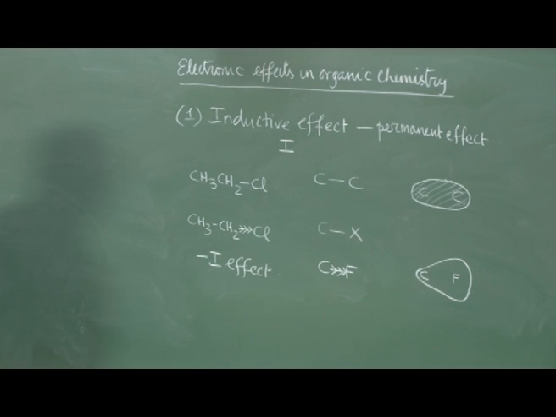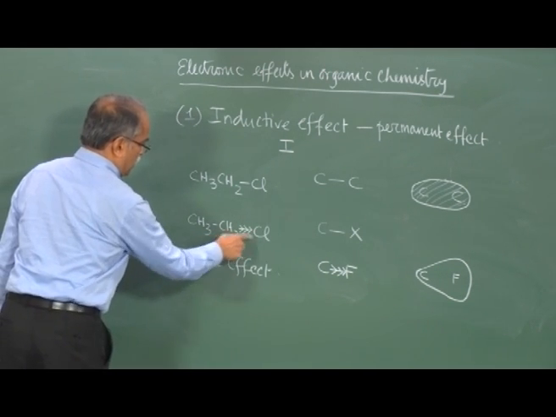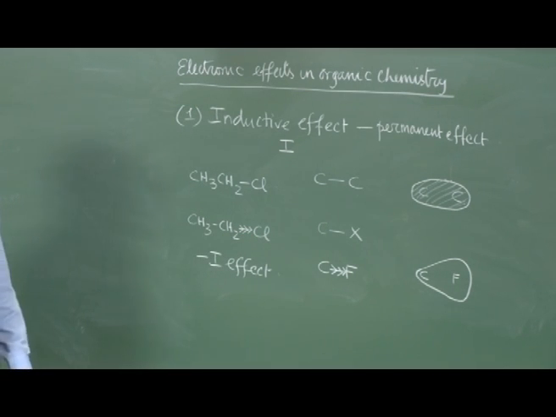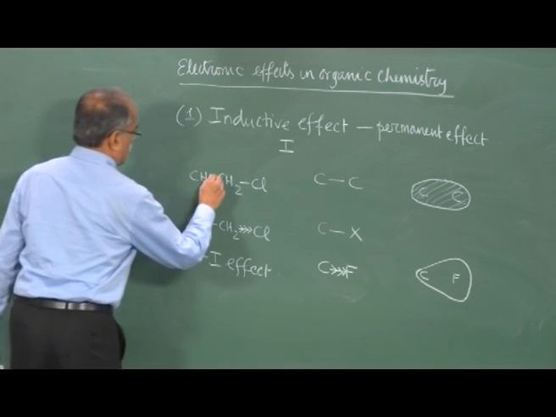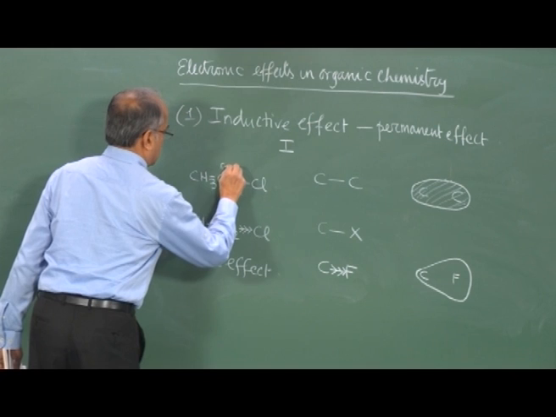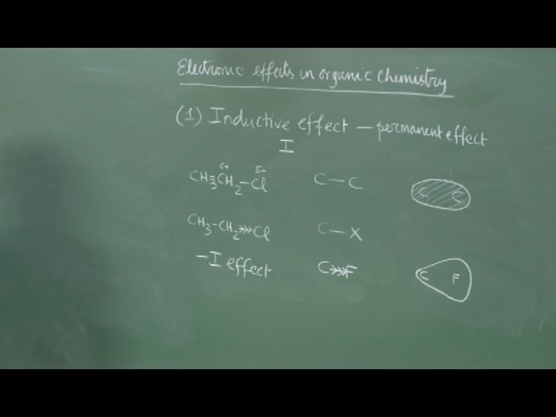What is the consequence of this inductive effect? Essentially, this bond between carbon and chlorine gets polarized, and the chlorine accumulates more electron density. So, one can write the structure with a delta positive here and a delta negative here, in terms of the electronic charges of the carbon chlorine bond.